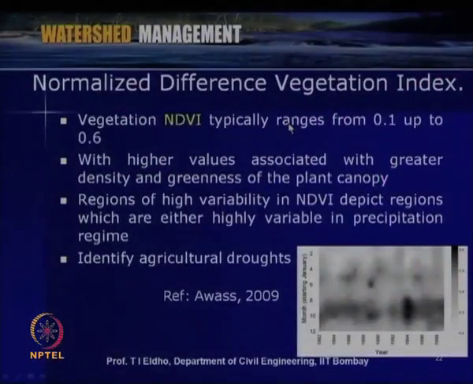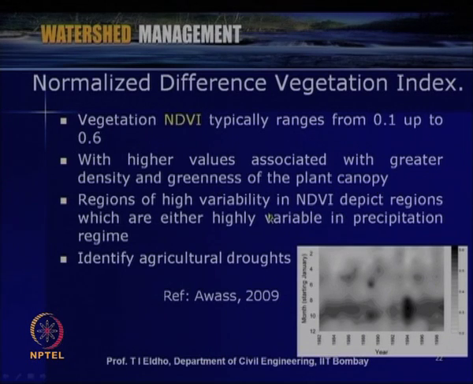That shows the variation. The vegetation NDVI typically ranges from 0.1 up to 0.6, with the higher values associated with greater density and greenness of the plant canopy. So, if this value is high, wherever you can see, for example, this is taken from Avas 2009, wherever this black area is more intense, the intense vegetation is there. So, there we will be having higher NDVI, and wherever this is white, it is lowest.